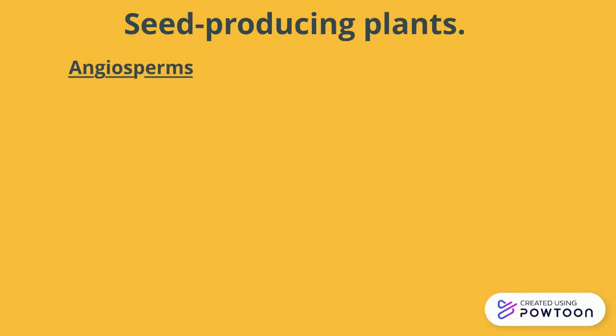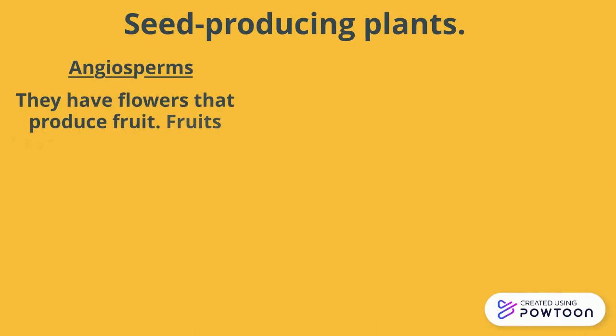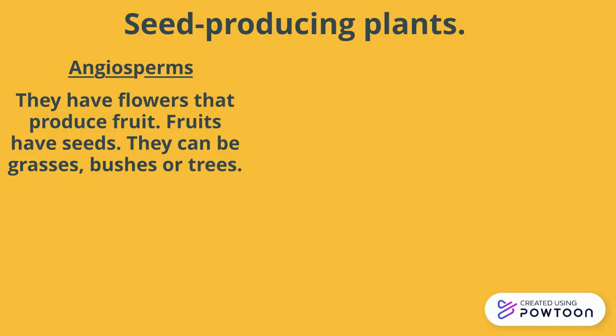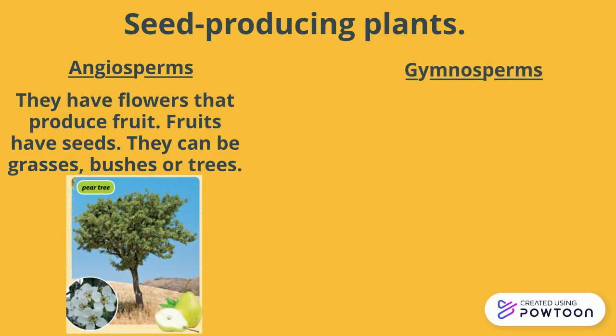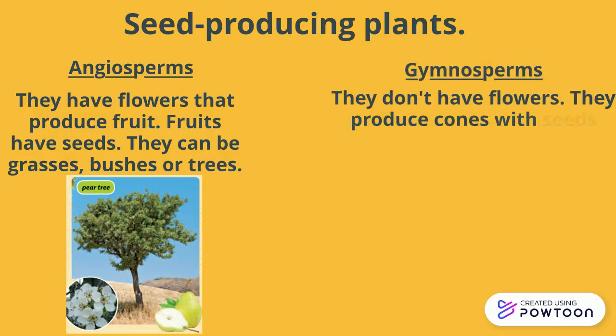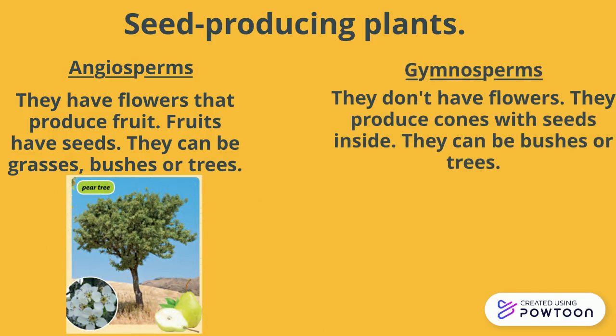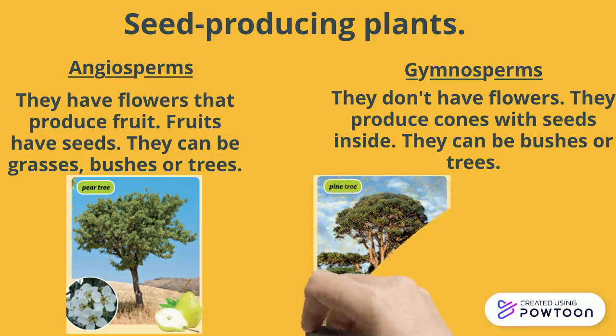Seed-producing plants, angiosperms, they have flowers that produce fruit. Fruits have seeds. They can be grasses, bushes, or trees. And here you are an example. Gymnosperms. They don't have flowers. They produce cones with seeds inside. They can be bushes or trees. And here's another example.